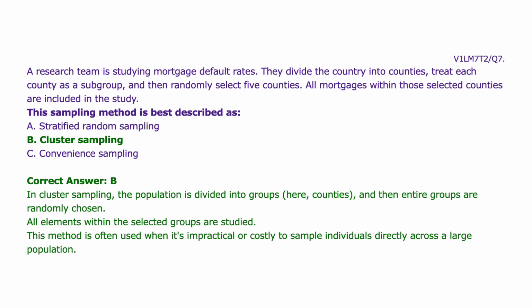The research team is using cluster sampling because they divided the population into counties, clusters, and then randomly selected entire counties. In cluster sampling, once clusters are chosen, all elements within those clusters are included. That matches the scenario exactly.